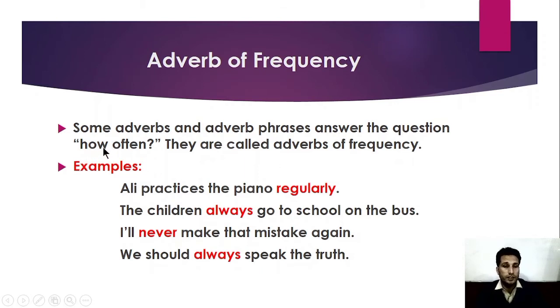If a word shows the frequency of an action, that is how often something happens or happened, then that word is supposed to be an adverb of frequency. So when we apply the question "how often" to a sentence, the answer is supposed to be an adverb of frequency. For example, Ali practices the piano regularly. How often does Ali practice the piano? Regularly. The children always go to school on the bus. How often do they go to school on the bus? Always. I'll never make that mistake again. How often will I make that mistake? Never. Very nice. So never is the adverb of frequency.